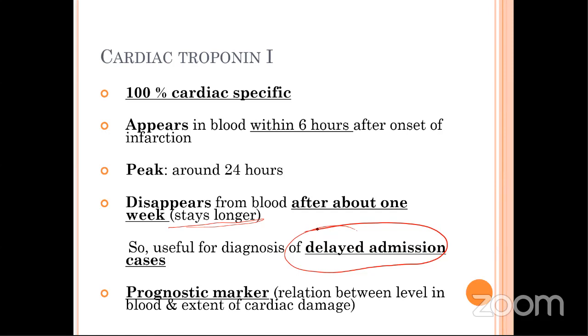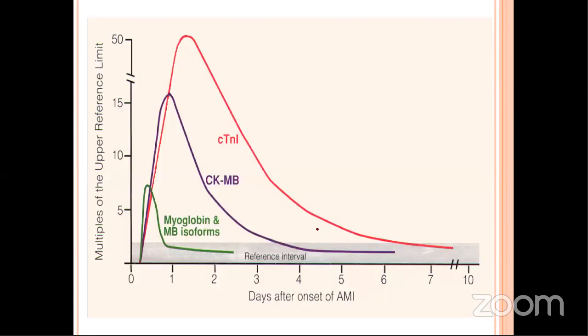And it is also the prognostic marker. So you can use it to assess the extent of cardiac damage in cases of MI. So this graph can be used to refer to the rise and fall of serum cardiac markers.